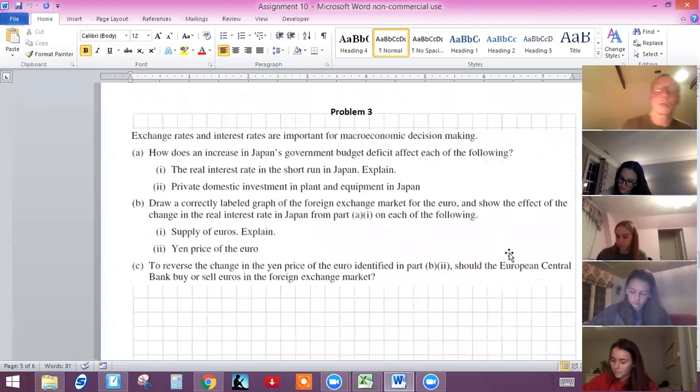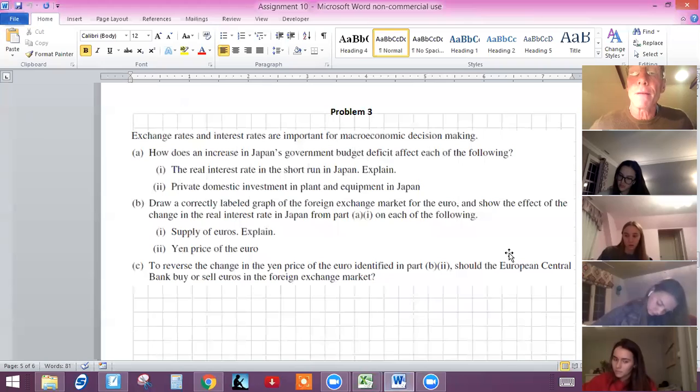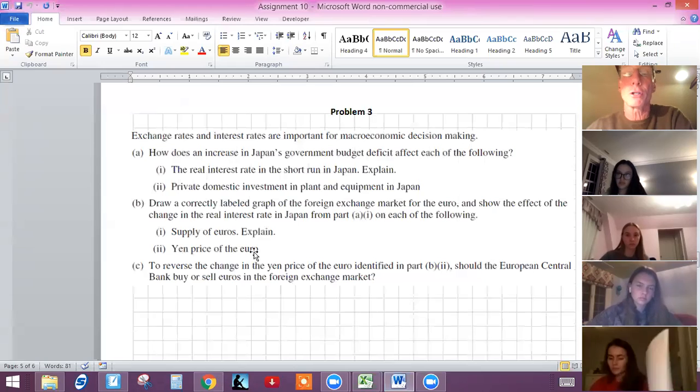Okay, so the first question is, how does an increase in Japan's government budget deficit, which means they're spending more than they're bringing in through taxes or fees, so their budget deficit is getting bigger, affect the real interest rate in the short run in Japan, and how will it affect private domestic investment in plant and equipment in Japan if they have a larger budget deficit?